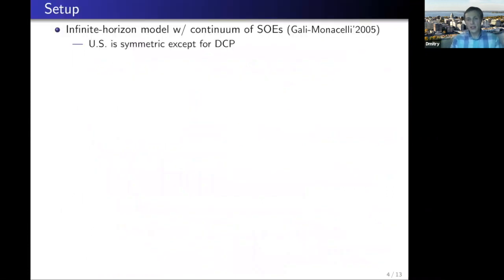Okay, so what is the setup? What is the model that we use to study these questions? Well, we build on a classical model by Gali and Monacelli with a continuum of small open economies. So importantly, we assume that all countries are symmetric except for the use of the currencies. So to disentangle the role of the dollar from the role of the US in the global economy, we assume that the US is also a small open economy, which is completely symmetric in all respects to other countries, except that its currency is the one in which all exporters set their prices.